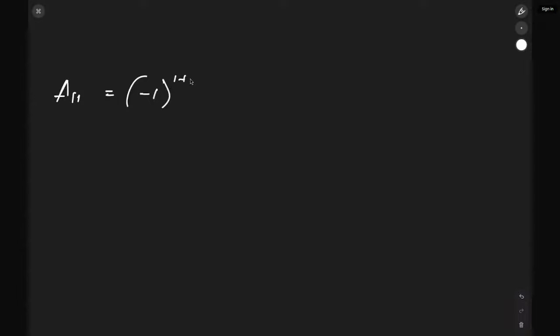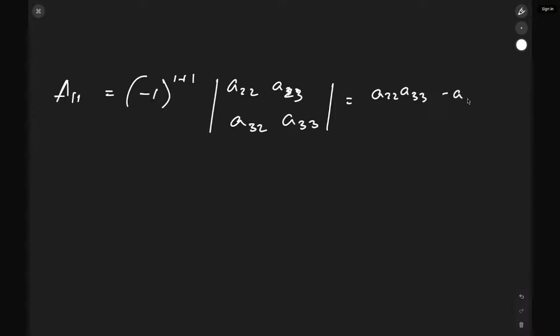minus 1 raised to the power of 1 plus 1, and determinant of A22, A23, A32, A33. So it will be A22 A33 minus A23 times A32. Alright. Next up is A12, minus 1 to the power 1 plus 2. So A21, A23, A31, A33.